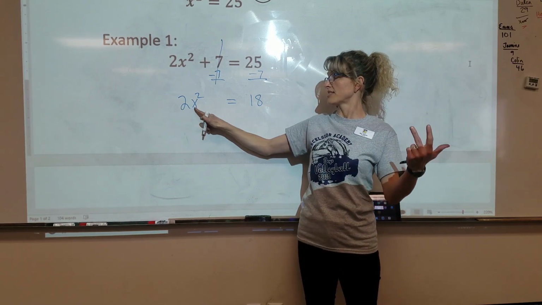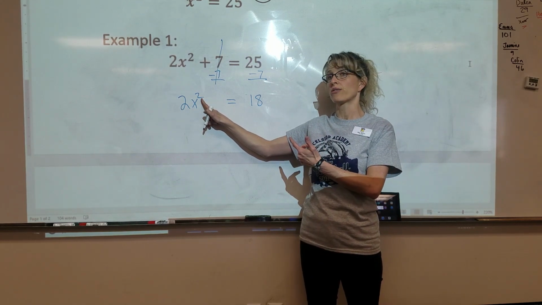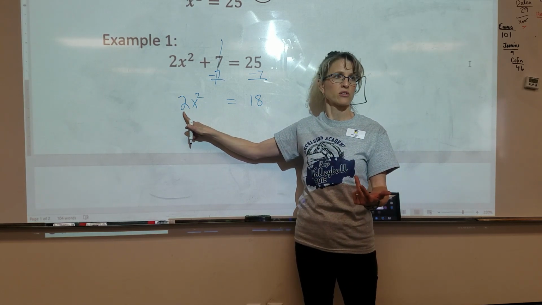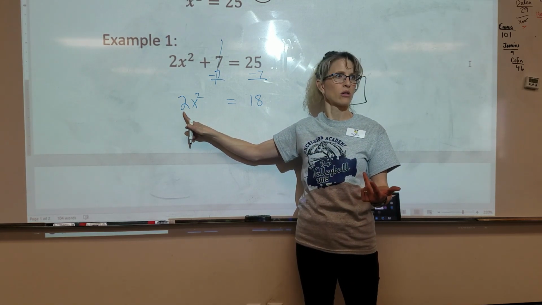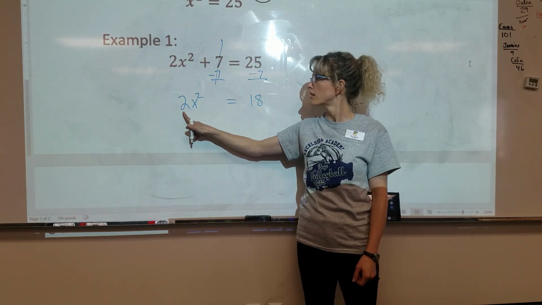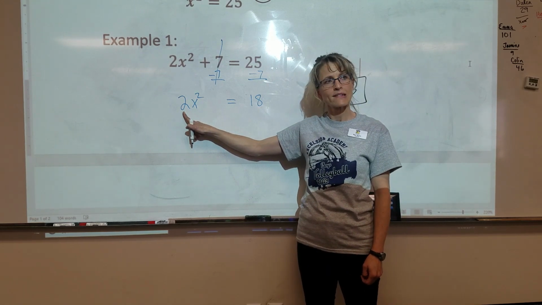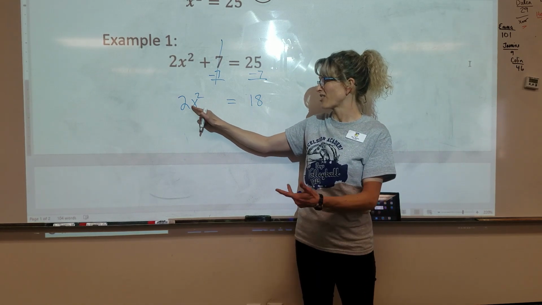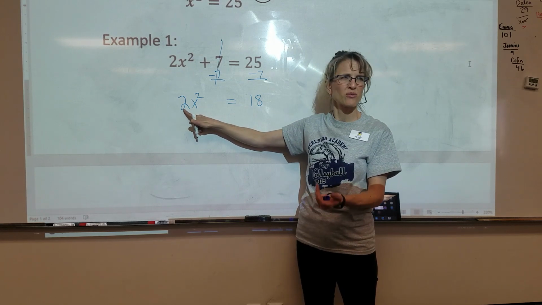Now, I have to decide, should I get rid of my squared first, or should I get rid of the coefficient first, the 2? And how do you know? Ethan? You probably want to get rid of the coefficient first because we can't square it very easily. We'd end up having to square the 2 as well.